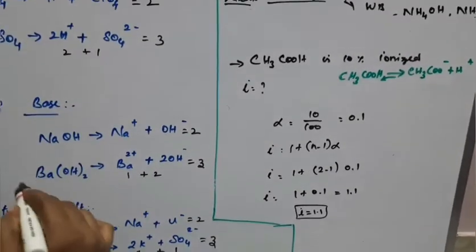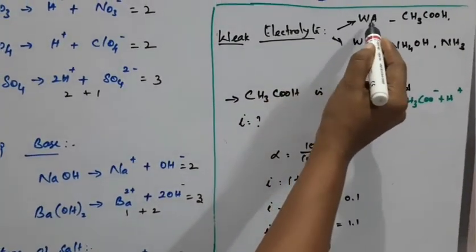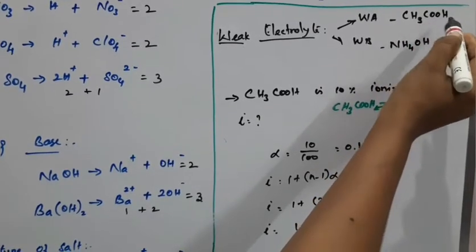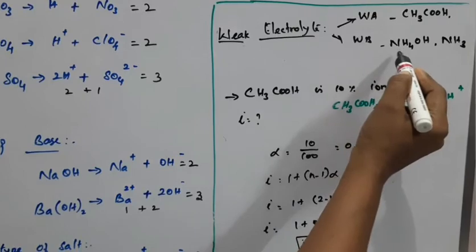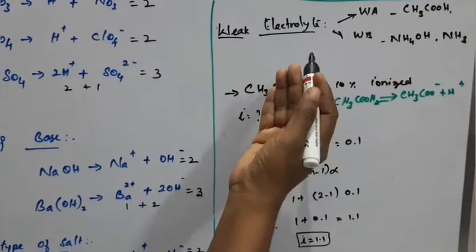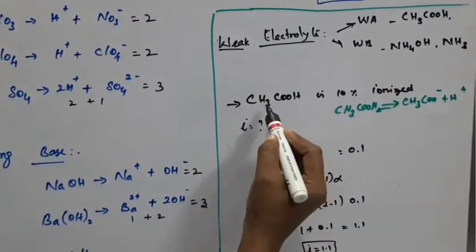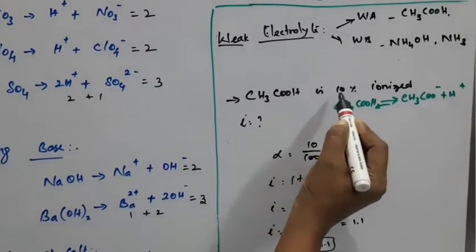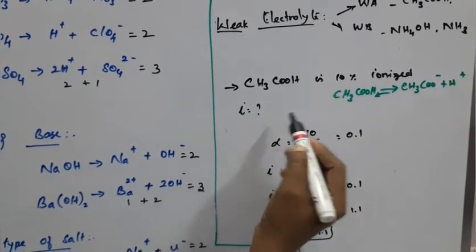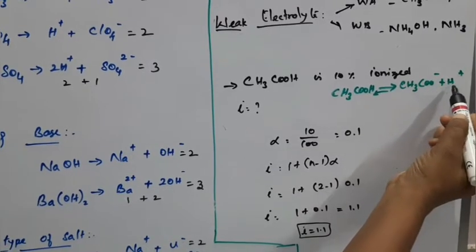So this is for strong acid and strong base. Suppose weak electrolyte, for example weak acid like CH3COOH, that is acetic acid, and weak base like ammonium hydroxide and ammonia. So weak electrolyte means it undergoes partial dissociation. Suppose acetic acid is 10% ionized. So what is the i value? Okay, so it gets partially dissociated into CH3COO minus plus H plus.